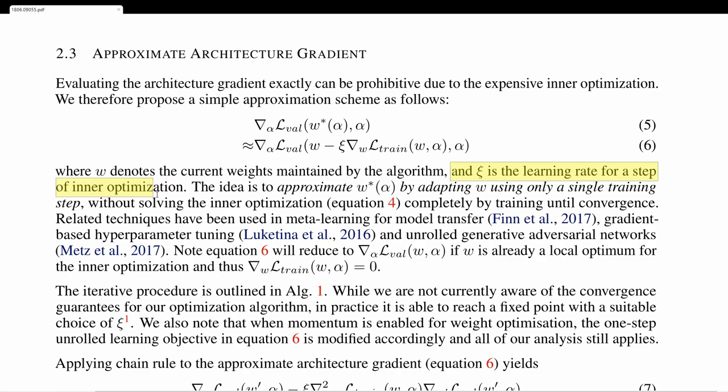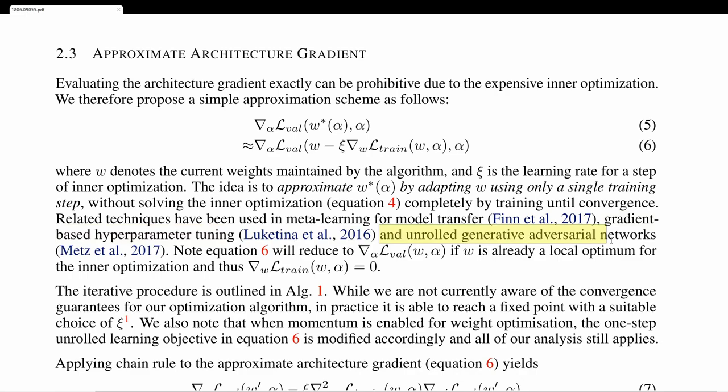The idea is to approximate w star of alpha by adapting w using only a single training step, without solving the inner optimization completely by training until convergence. Okay, so we're not going to train until we converge, but just take one step. Okay, this saves a lot of time. Related techniques have been used in meta-learning for model transfer, gradient-based hyperparameter tuning, and unrolled generative adversarial networks.